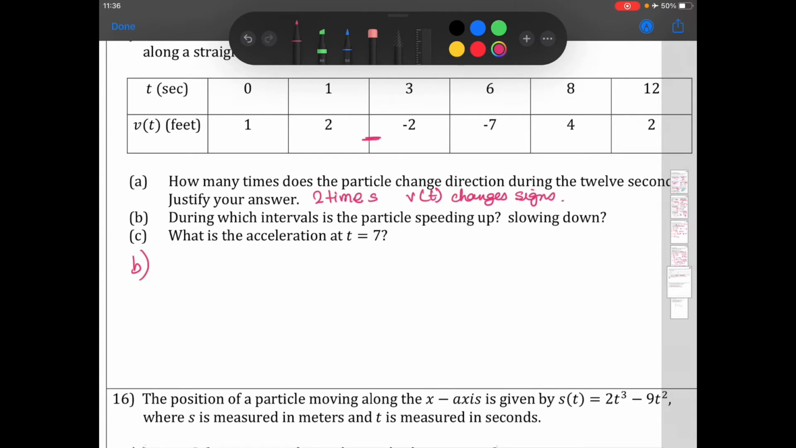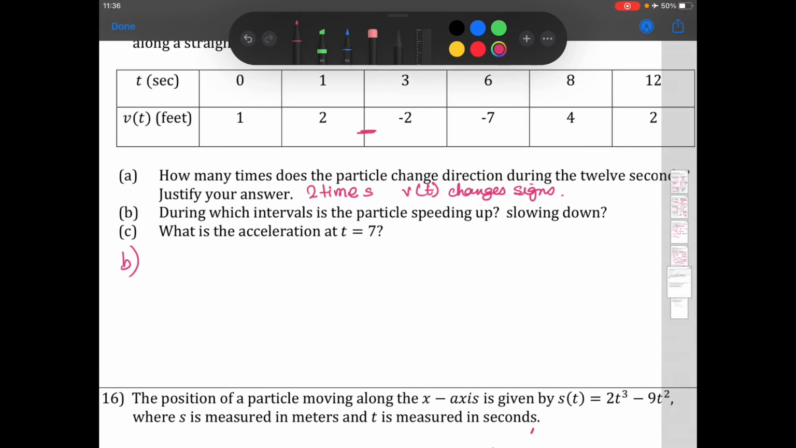Part B, during what intervals is the particle speeding up and slowing down? Speeding up is when velocity and acceleration have the same sign. Slowing down is when velocity and acceleration have opposite signs.